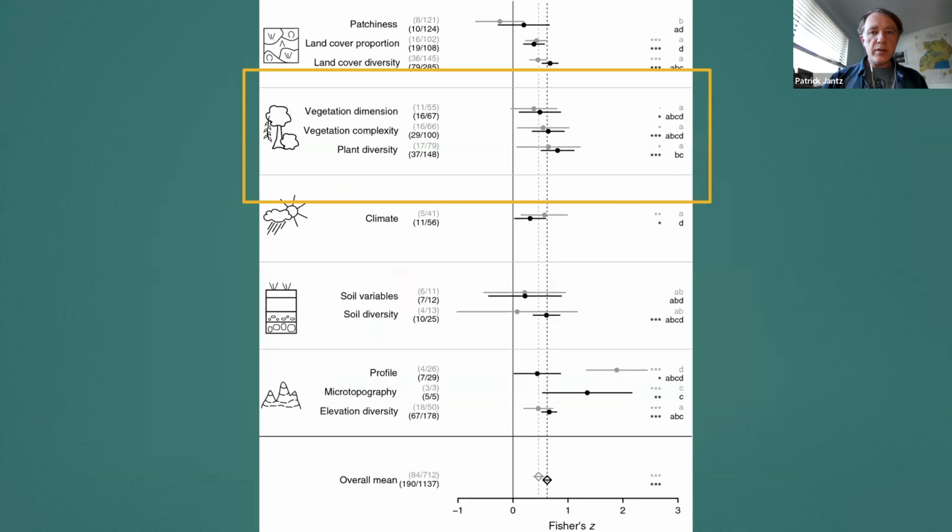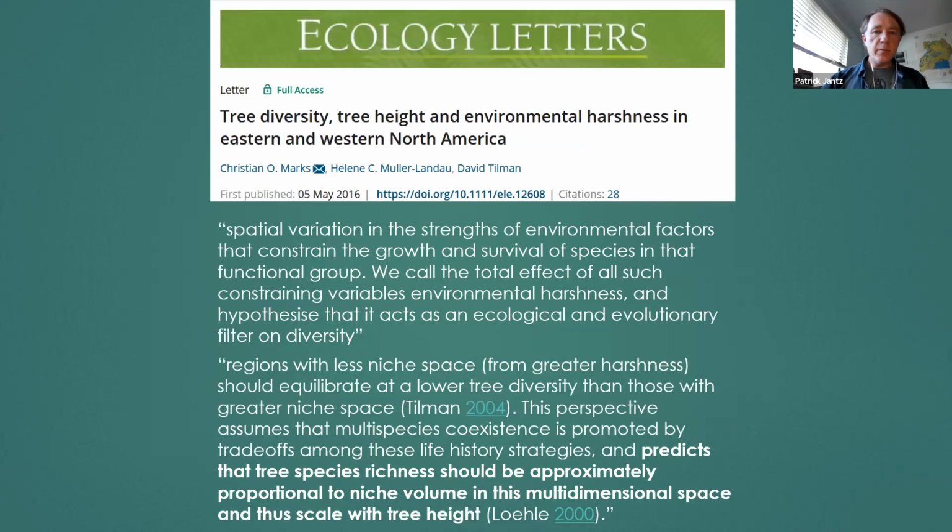So pretty comprehensive. But interestingly, they did find pretty consistent and pretty strong positive relationships between biodiversity across all of these taxa and elements of vegetation structure, so things like vegetation dimension and vegetation complexity. So that was encouraging to see that pretty broad scale relationship.